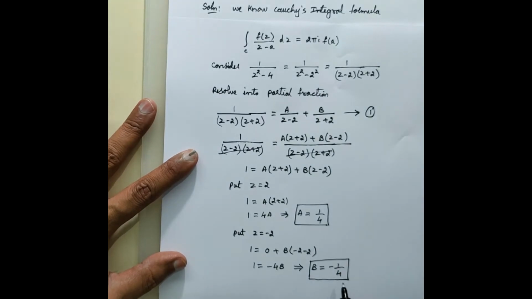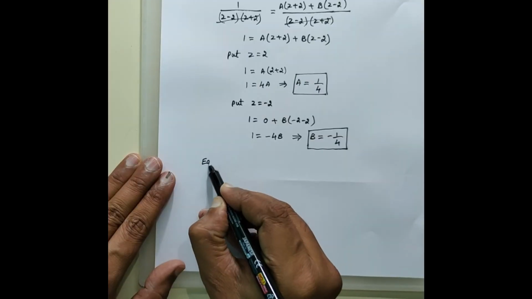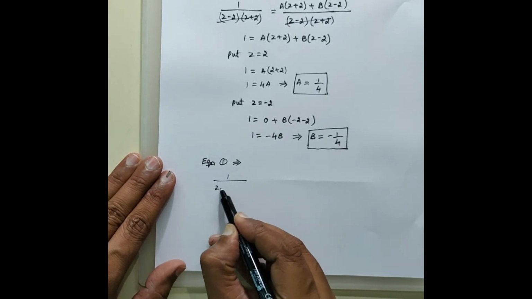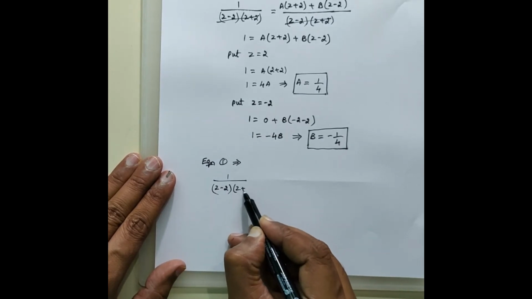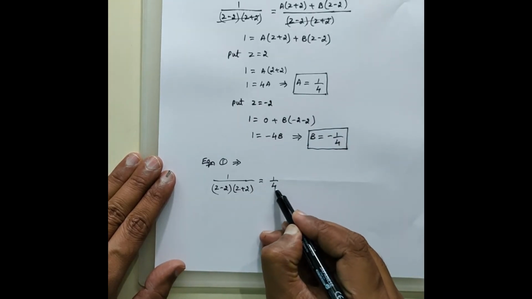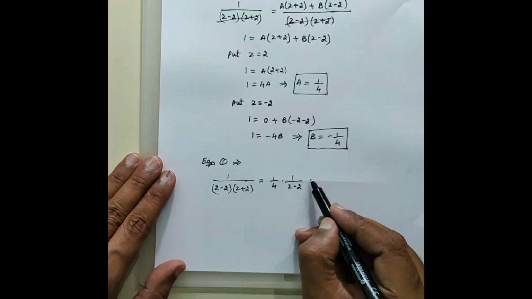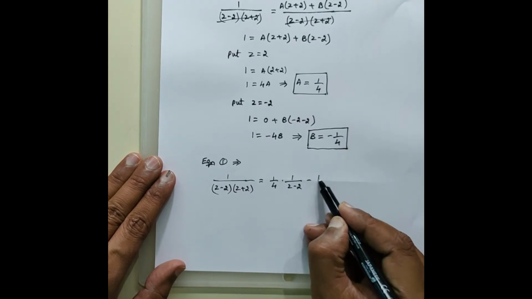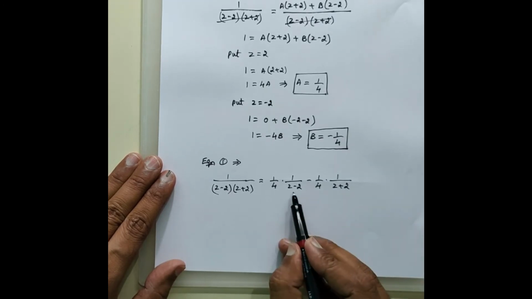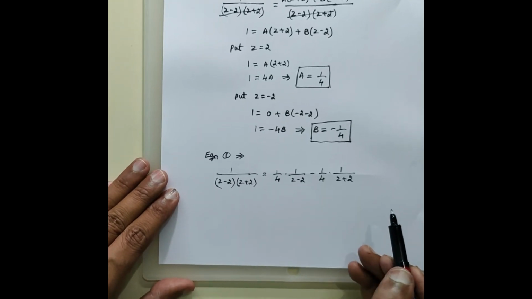We'll take that as equation number 1. So plug in the values of a and b back in equation number 1. Equation 1 implies 1 by z minus 2 into z plus 2 will be equal to a by z minus 2, where a value is 1 by 4, so 1 by 4 into 1 by z minus 2, then b by z plus 2, where b value is minus 1 by 4, so minus 1 by 4 into 1 by z plus 2. I plugged in the values of a and b there.